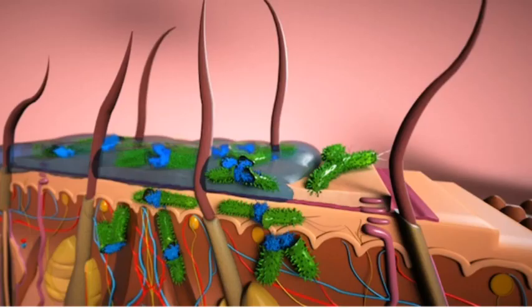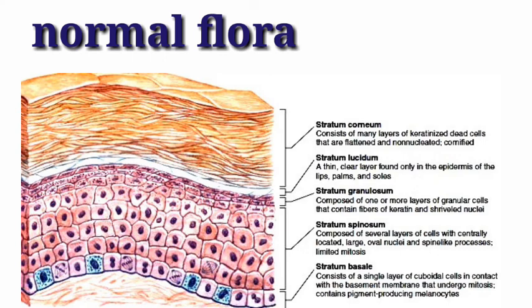Above stratum corneum live commensal bacteria, microorganisms that coexist without causing harm to humans. These are considered as normal flora. They are adapted to colonize different locations. Example, intestine, epithelial cells, etc.